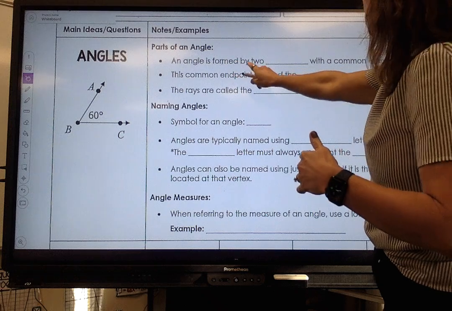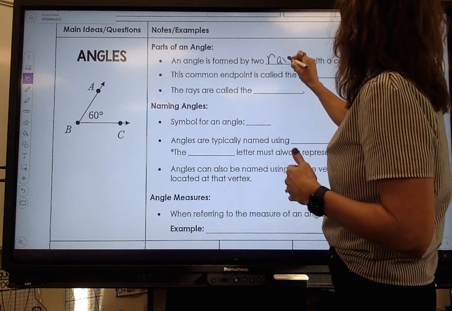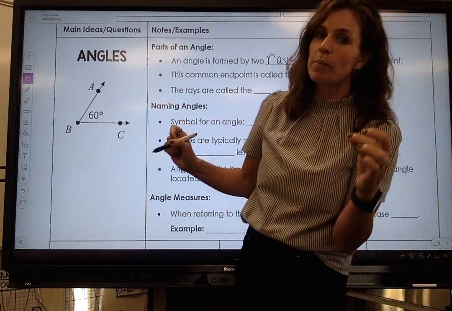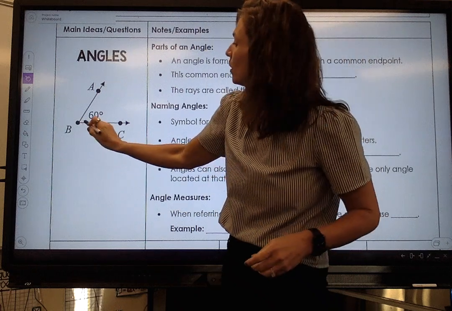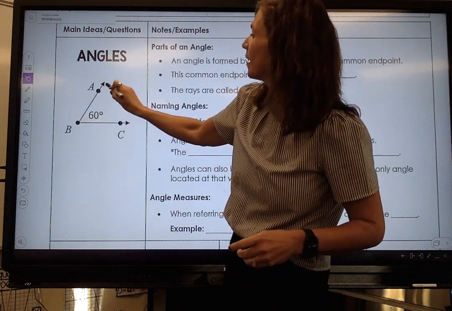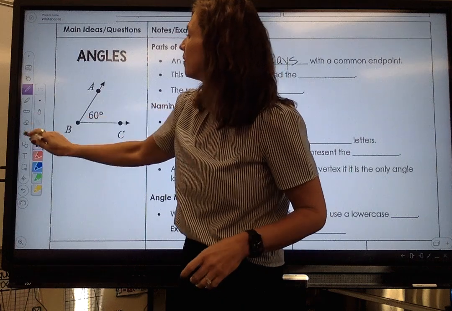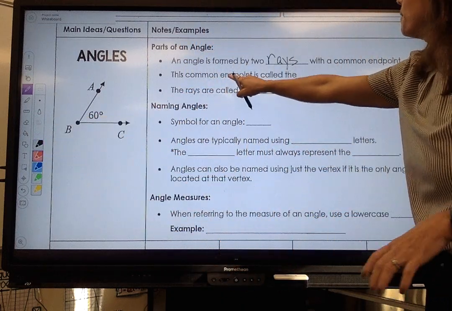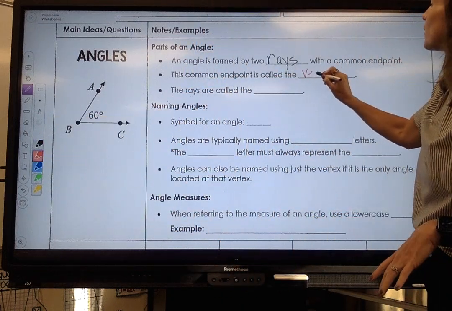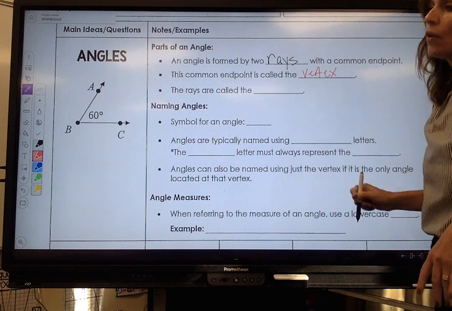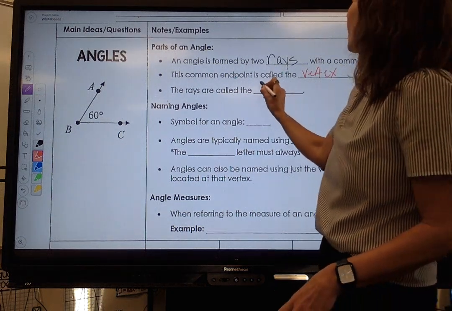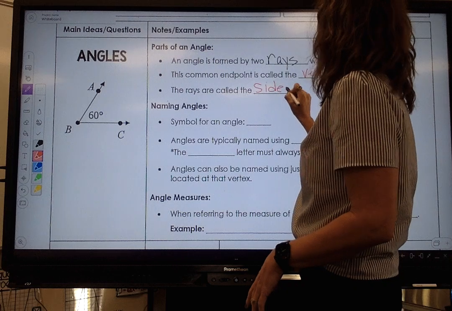An angle is formed by 2 rays with a common endpoint. Remember what a ray is. It's like a sun ray. You have a point, and then a line extends infinitely in the other direction. The common endpoint is called the vertex. The rays are called the sides of the angle.